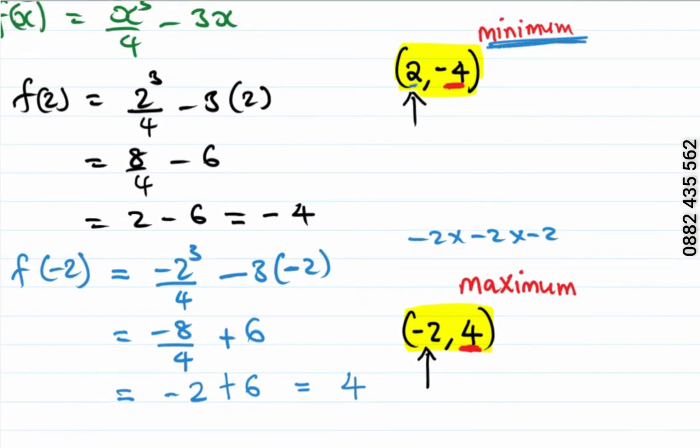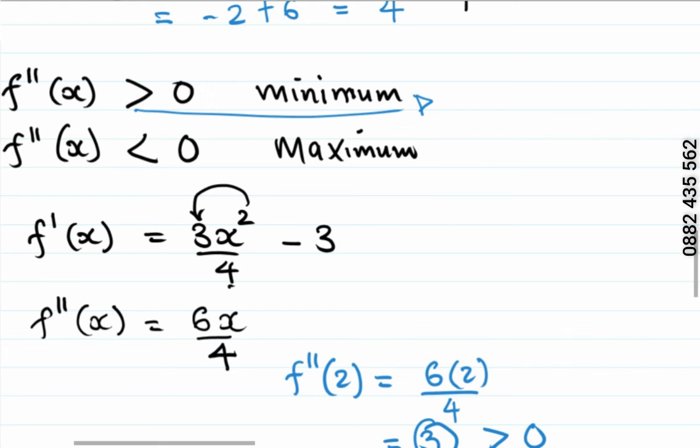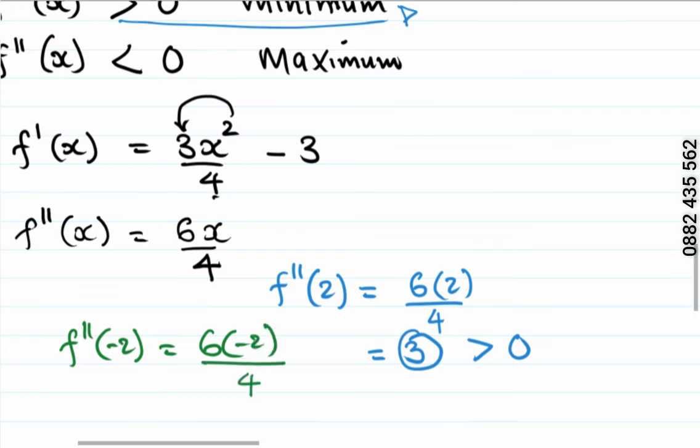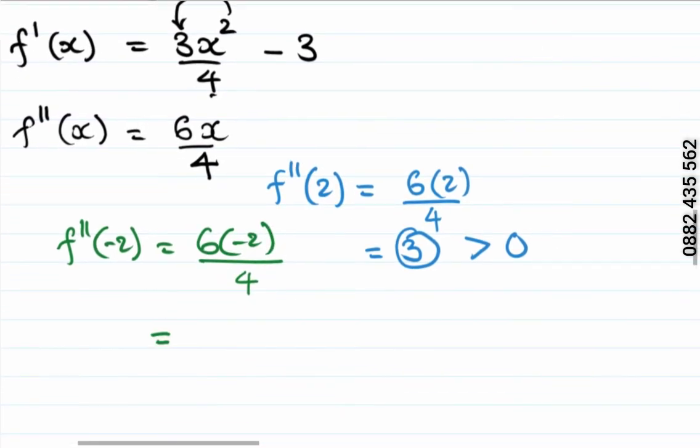Having substituted positive 2, let's try to substitute negative 2. So we're going to have f double prime of negative 2 equal to 6 times negative 2, then divided by 4. Negative 2 times 6, the answer is negative 12. Then divided by 4, the answer is negative 3.